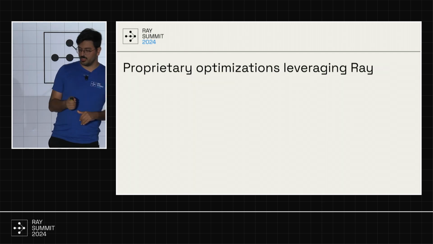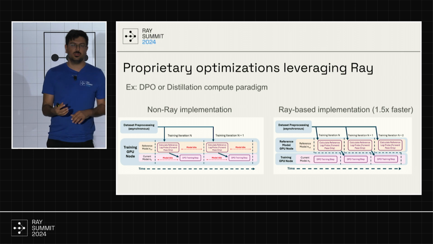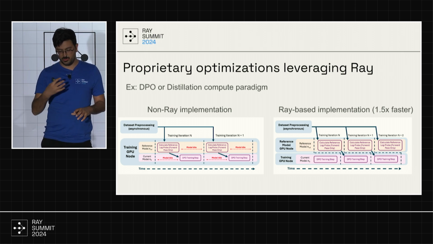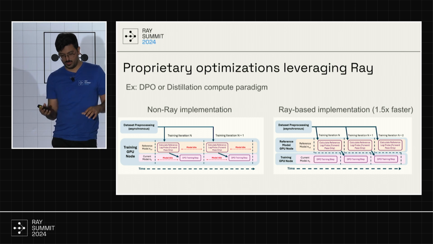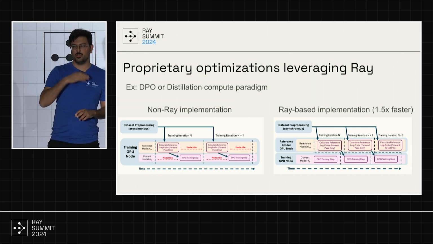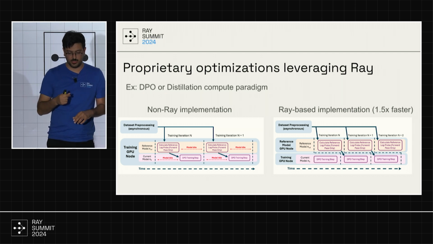We've done some proprietary optimizations in some places. I'm going to mention one prime example here. For preference optimization or distillation type workloads, the compute paradigm is a little bit different from traditional supervised fine-tuning. In these algorithms, you usually have a model acting as a reference model. It produces some logits on the output, and you have a target model that uses those logits to bootstrap and form its loss. And then you do forward and backward on that model.